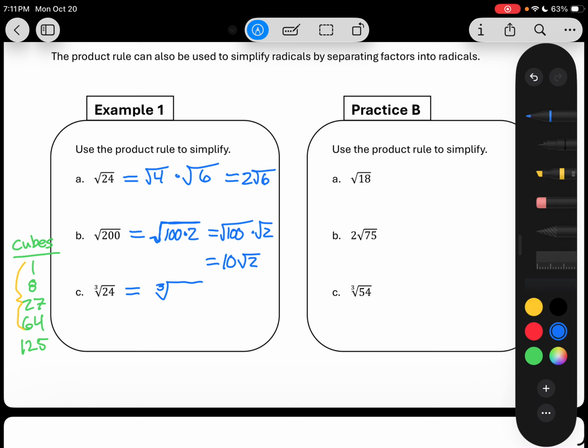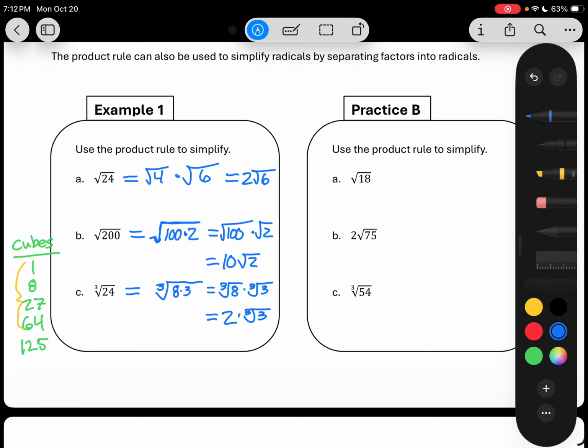So 8 is a perfect cube, and it is a factor of 24, because 24 is 8 times 3. So we'll go ahead and split that up. So it's the cube root of 8 times the cube root of 3. And then the cube root of 8 is 2, excuse me. And then that'll be multiplied by the cube root of 3. So that should be the answer on that one: 2 times the cube root of 3.